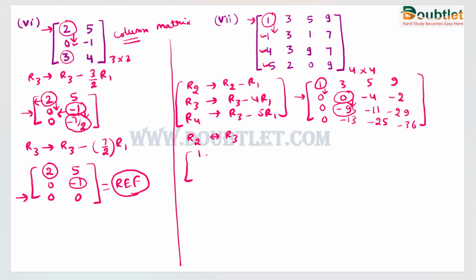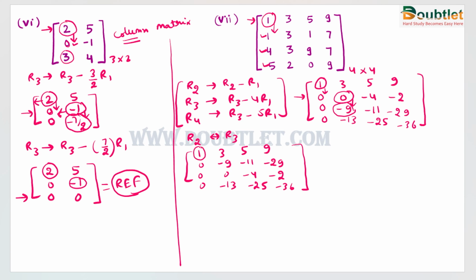So on doing this, what will we get? We will get 1, 3, 5, 9, 0, minus 9, minus 11, minus 29. And this will become 0, 0, minus 4, minus 2. This will become 0, minus 13. This will become minus 25 and it will become minus 36.